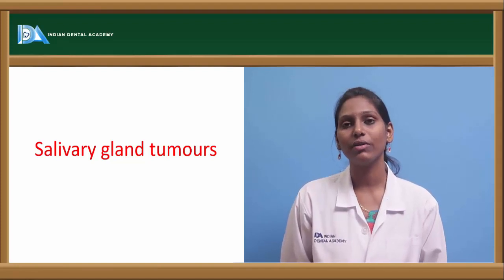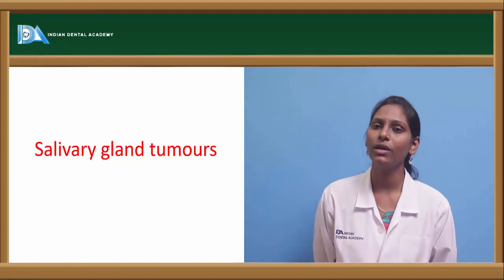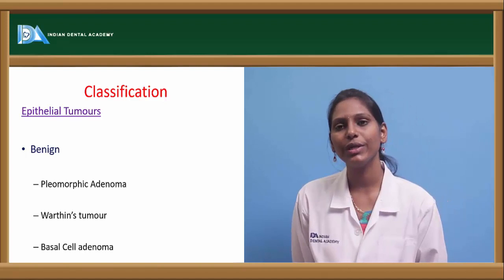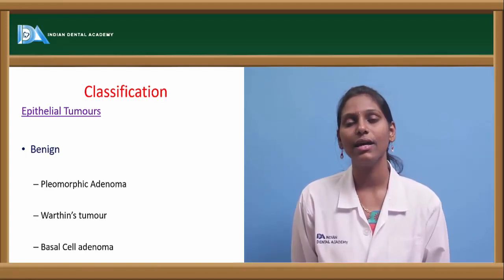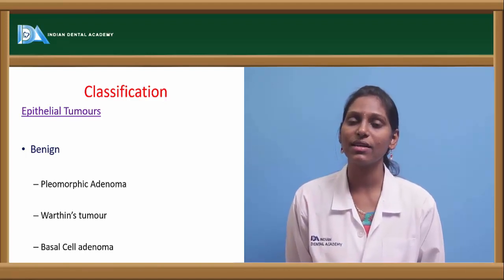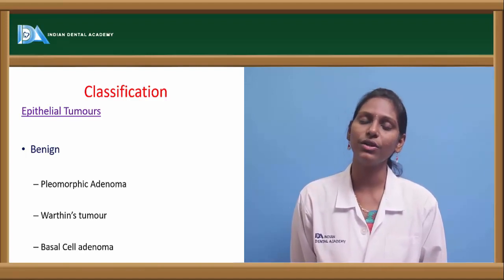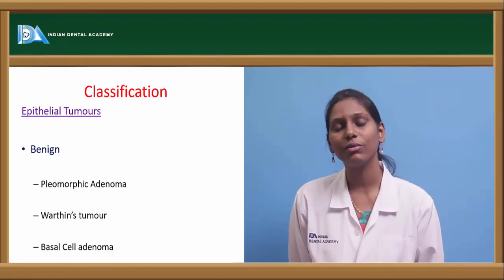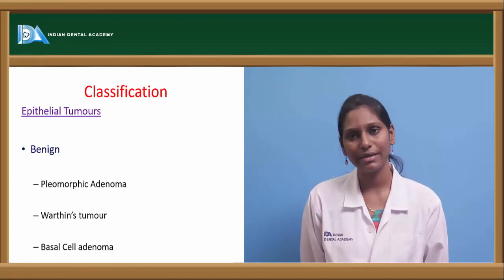Now let us talk about the salivary gland tumors, the neoplastic conditions. They can be either benign tumors or malignant tumors. Most of the tumors occurring in the major salivary glands are benign, and about 80% of these benign tumors of major salivary glands occur in the parotid. When we are talking about malignant neoplasms, about 60% of malignancies are seen in minor salivary glands.